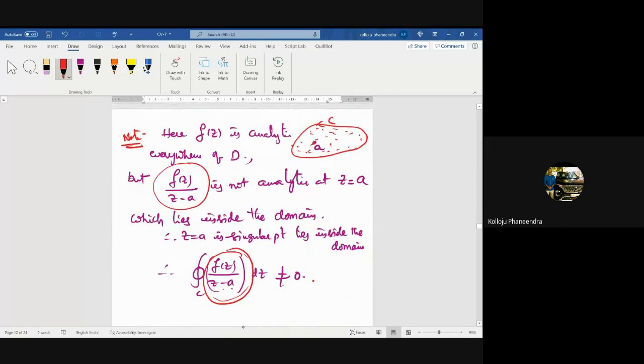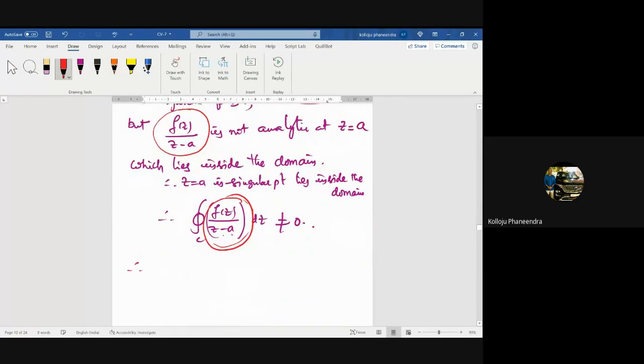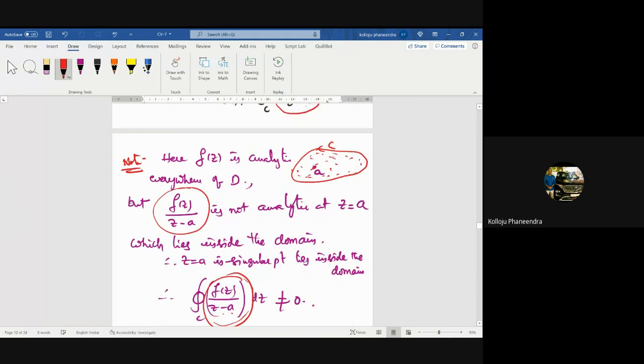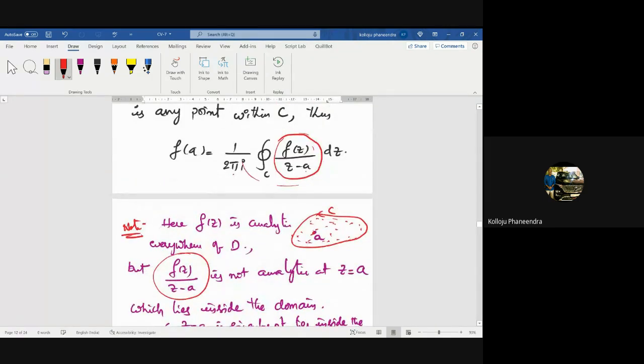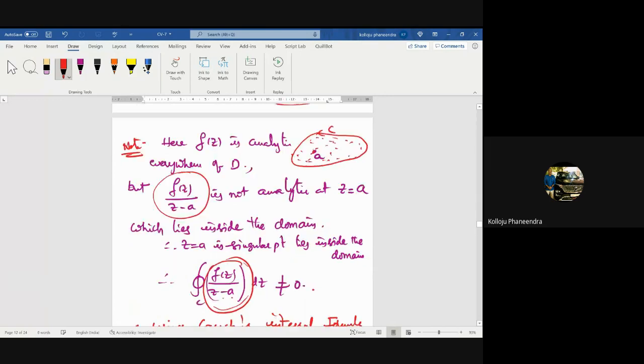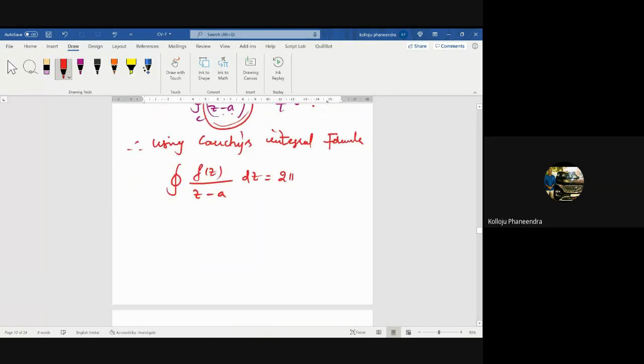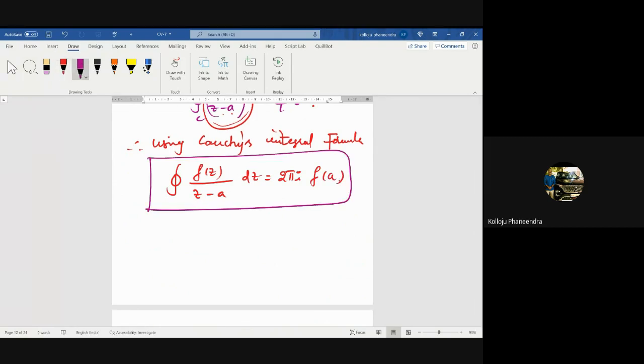Therefore, using Cauchy's integral formula, not theorem, the integral over C of f of z by z minus a is equal to what? Take 2 pi i this side: the integral value is equal to 2 pi i into f of a. Any doubts?